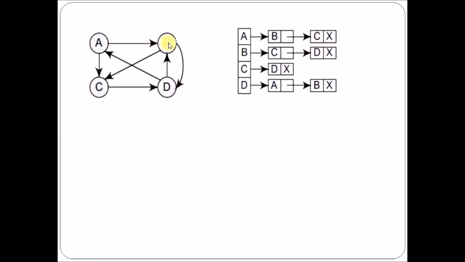Now for node B, we can travel from B to C as well as from B to D. So that's why I have mentioned here B to C and B to D. For node C, there exists only a single path, that is from C to D. That's why I have mentioned here C to D. For node D, there exist 2 paths, that is from D to B as well as from D to A. That's why I have written here D to A and D to B. This is the case when our graph is directed and unweighted.